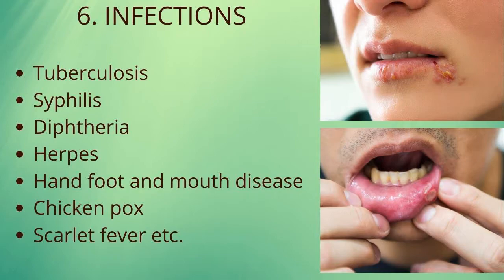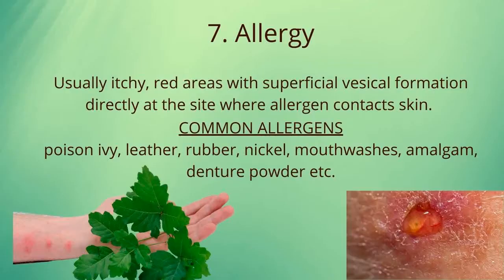Cause number six is infections. Now, certain systemic infections can lead to ulcers not only in the mouth but also in other parts of the body. Some of the examples are tuberculosis, syphilis, diphtheria, herpes, hand, foot, and mouth disease, chickenpox, scarlet fever, etc.